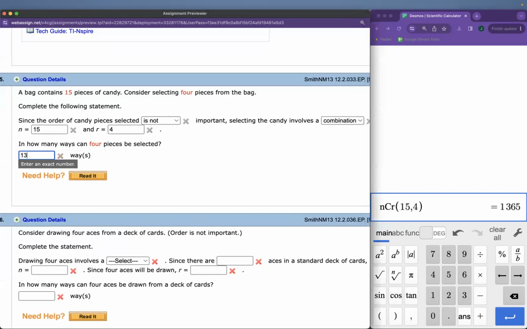Remember, guys, anytime you see those red numbers, my numbers are going to be different from yours, because that means it's randomized. 1365 is my answer for number 5.